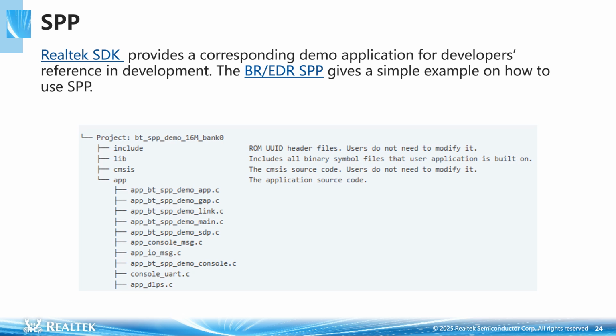SDK provides a corresponding demo application for developers' reference in development. The EDR SPP gives a simple example on how to use SPP. The image describes the file structure of the demo project. For information on handling SPP API and callback messages, you can refer to the app BT SPP demo app file.